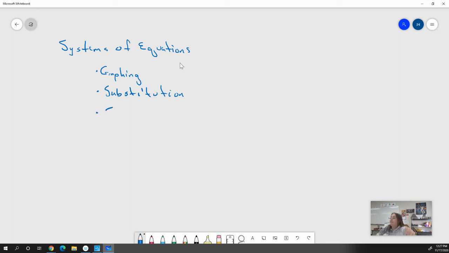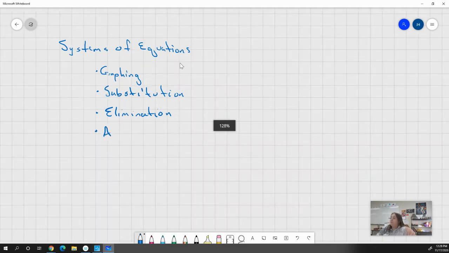Then we did elimination, which I think is the most useful piece that we go over, and we'll be using it today. Then we did applications, which are word problems.